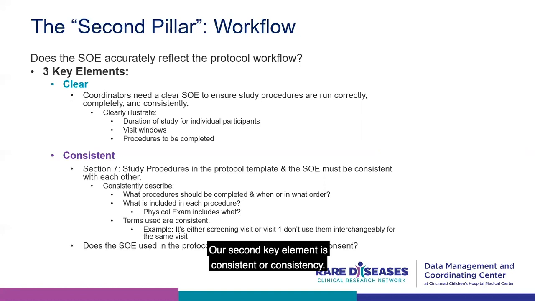Our second key element is consistency. What is written within the body of your protocol must mirror the schedule of events. So if you're using the RDCRN protocol template, this specifically is section 7, study procedures. And examples for consistency are, if procedures are to be performed in a set order, make sure it is clear what that order must be.